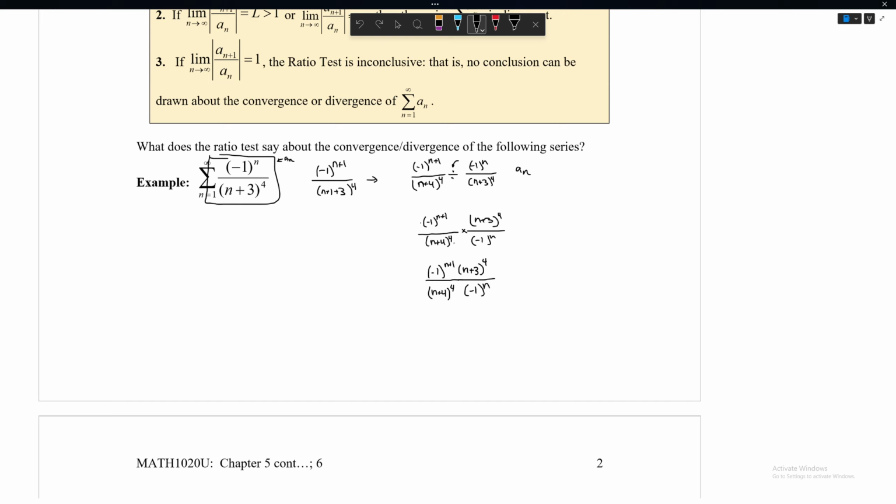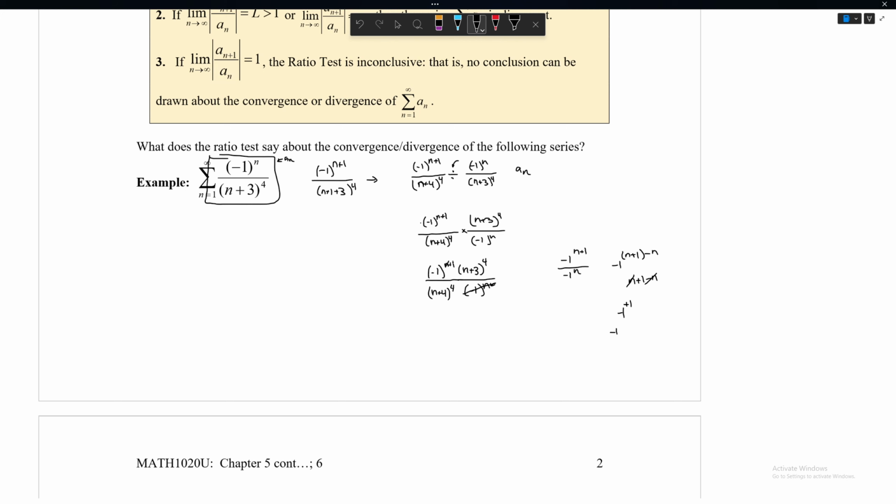Okay? And so now when you've got this, you just cancel things out. When I do negative 1 to the n plus 1 over negative 1 to the n, this is the same thing as negative 1 to the n plus 1 minus n. And these cancel out, so I only get negative 1 to the plus 1, right? And so the whole thing will turn into just negative 1. So this n will go away.